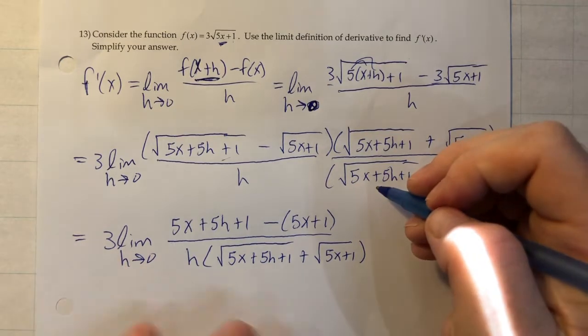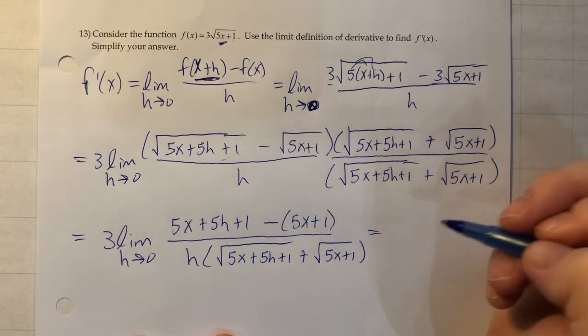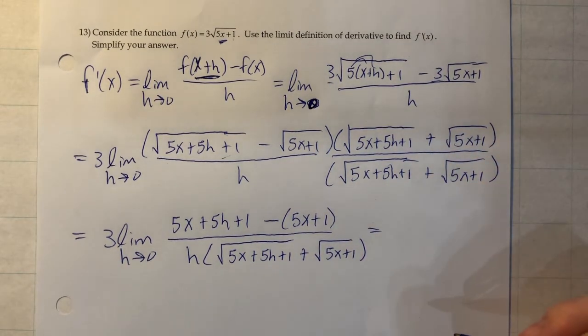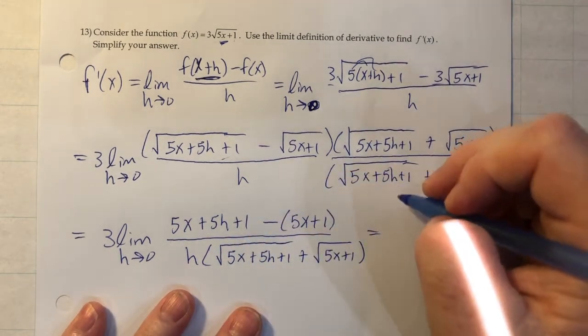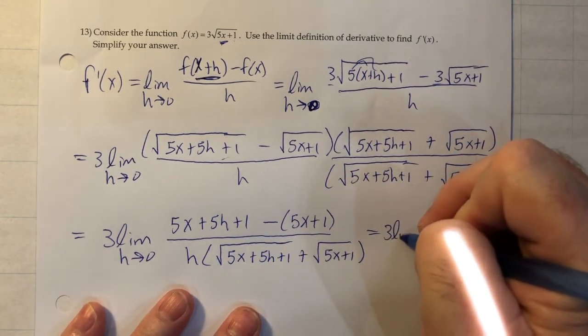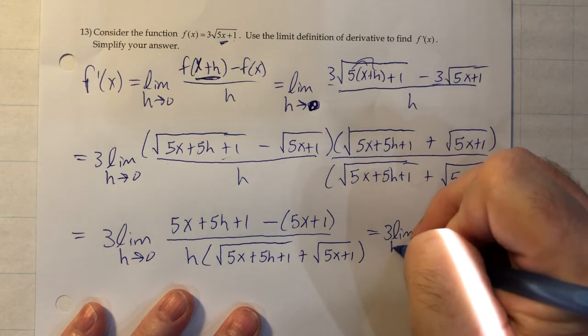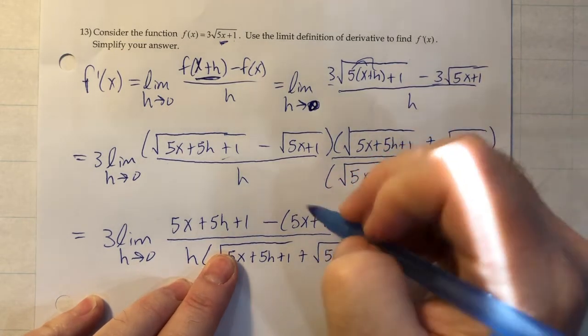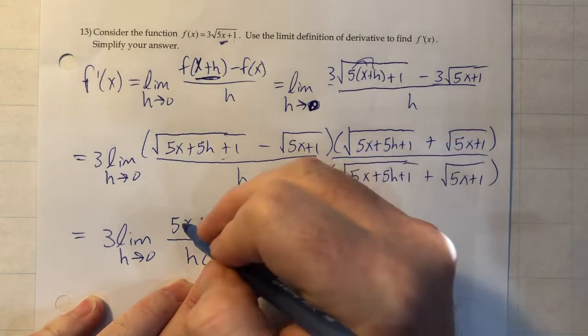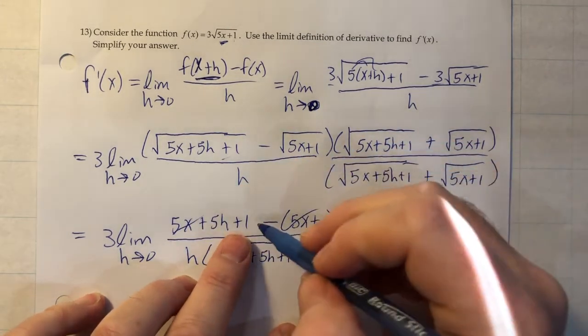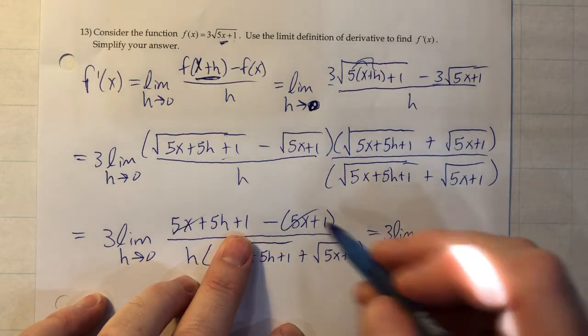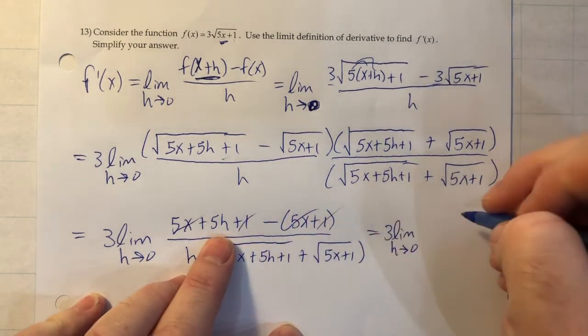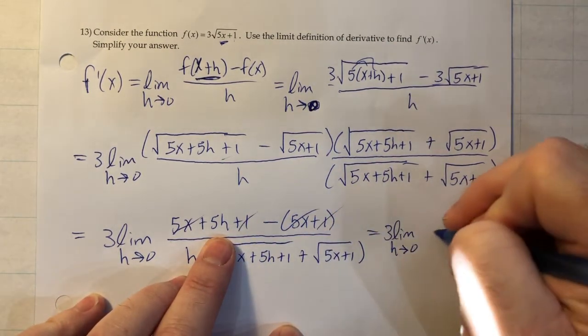And we can start doing that plugging in as soon as everything cancels in the numerator that doesn't have an h in it. And when we clear the parentheses, that is what's going to happen. So we get 3 times the limit as h goes to 0. I'm going to just show this part. This minus 5x and that minus 5x cancels. And then we have 1 minus 1, so those are going to cancel. And we just have the 5h up top.